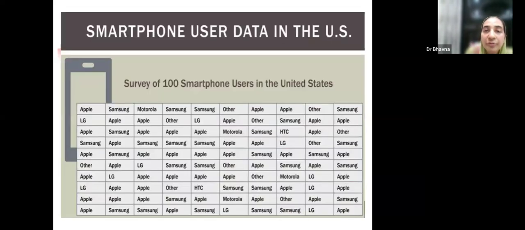For example, smartphone user data. This is another example to tell you how to draw a bar chart. Instead of say 100 smartphone users in the United States, I take all of you and ask you what smartphone you are using. Presume that this is an Excel sheet, and in each cell I write the name of the brand of the cell phone that you're using. The data will look something like this. But whenever you look at this data, you cannot tell me which is the most frequently used phone. There is no way to tell.